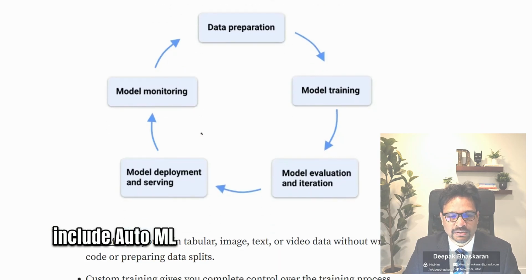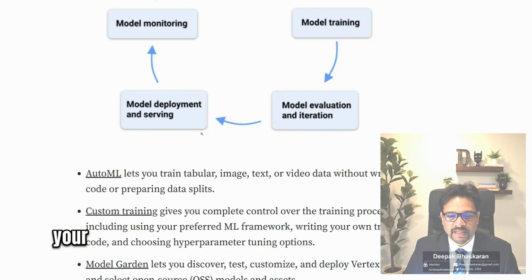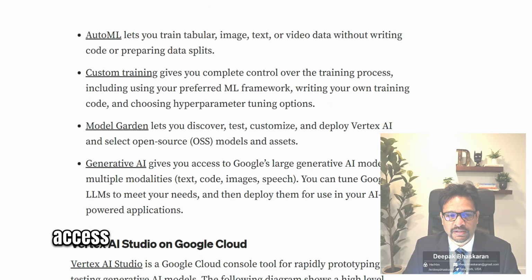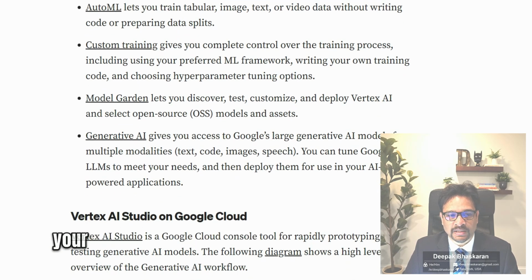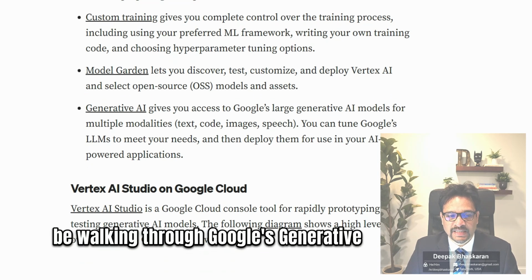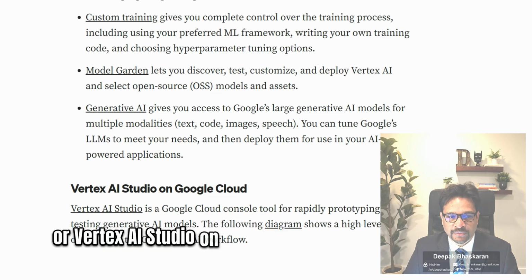They include AutoML, which allows you to train your data without code, custom training to give you complete control over your ML model, Model Garden, the repository of over 130 Google-approved learning models, and Generative AI Studio, which gives you access to Google's AI models to meet your AI needs. In today's deep dive, we will primarily be walking through Google's Generative AI, or Vertex AI, Studio on Google's Cloud Console and deploy your AI application with clicks and not code.